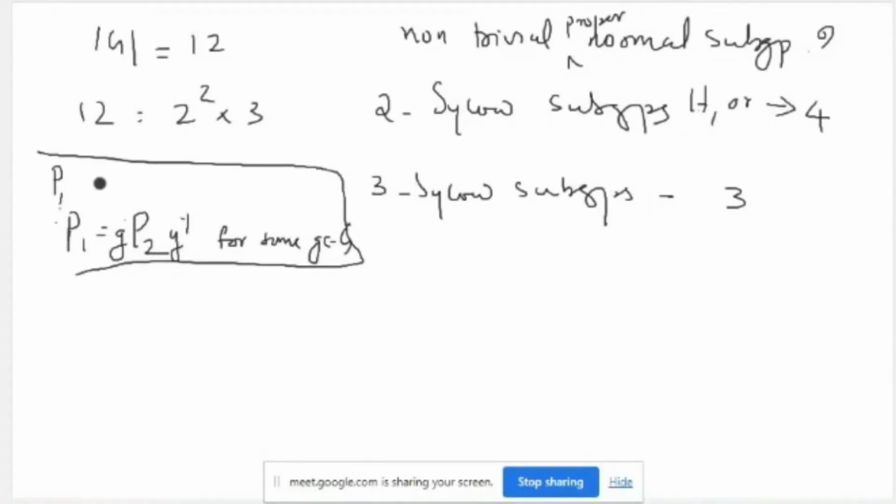So if P1 and P2 are two Sylow P subgroups of a group G, then they are conjugates. That means one of them can be obtained as a conjugate of the other. This is the second Sylow theorem. There are 3 Sylow theorems, basically. For showing there are normal subgroups, we mainly use this theory.